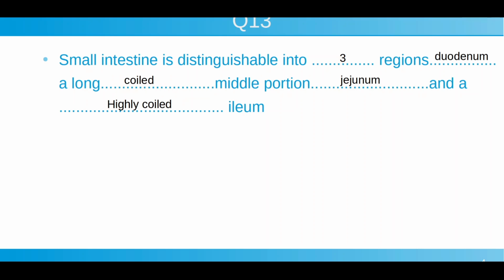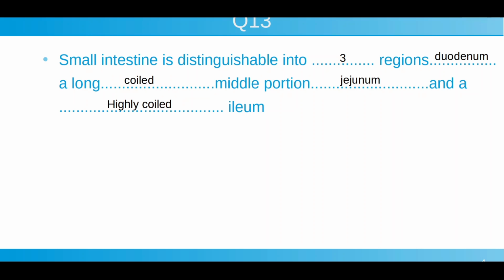So what is the role of the duodenum? Duodenum is the first part of the small intestine. It is short and it is U-shaped. It is given in your NCERT. And what is the function of the duodenum? It receives bile from the liver, pancreatic juice from the pancreas, and it also receives chyme from the stomach.